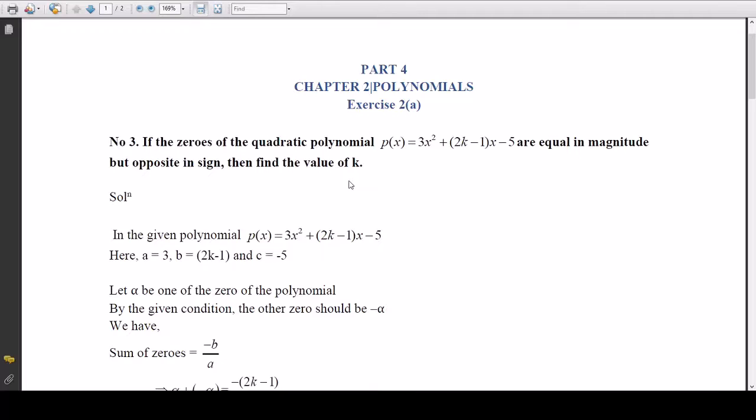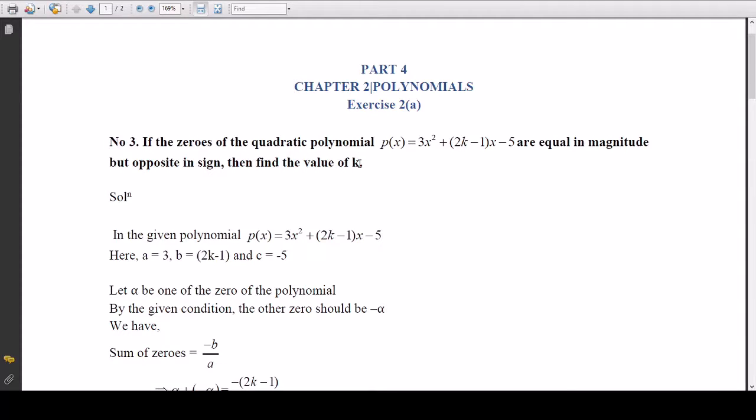Okay, welcome students to part 4 of this chapter 2, on problem number 3. If the zeros of the quadratic polynomial p(x) = 3x² + (2k − 1)x − 5 are equal in magnitude but opposite in sign, then find the value of k.